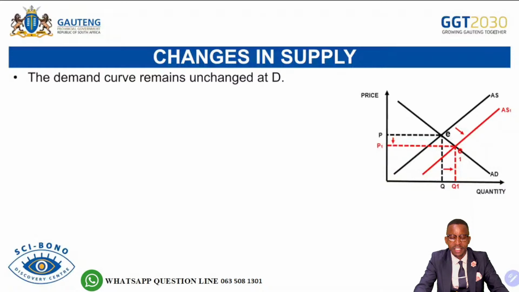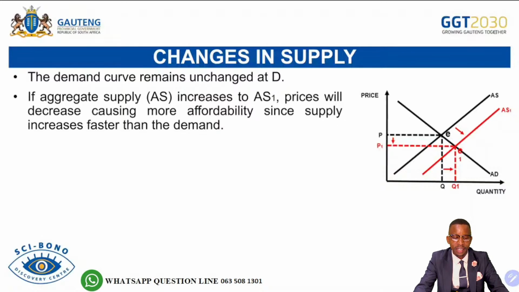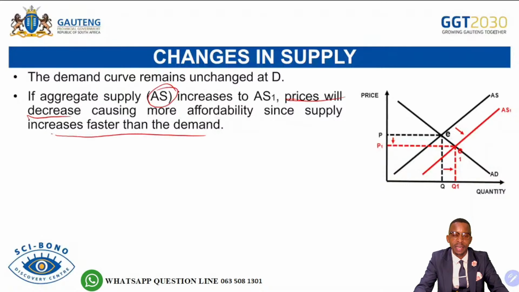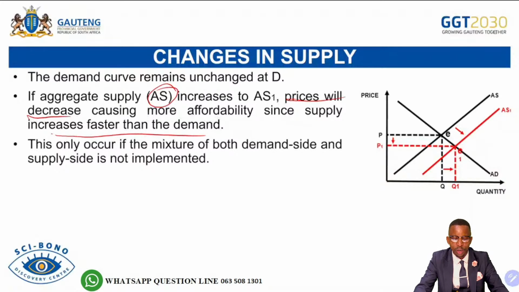The demand curve remains unchanged or remains constant. If aggregate supply AS increases to AS1, the price will decrease, causing more affordability since supply increases faster than the change in aggregate demand. And then this only occurs if the mixture of both demand and supply side approaches are not implemented simultaneously.